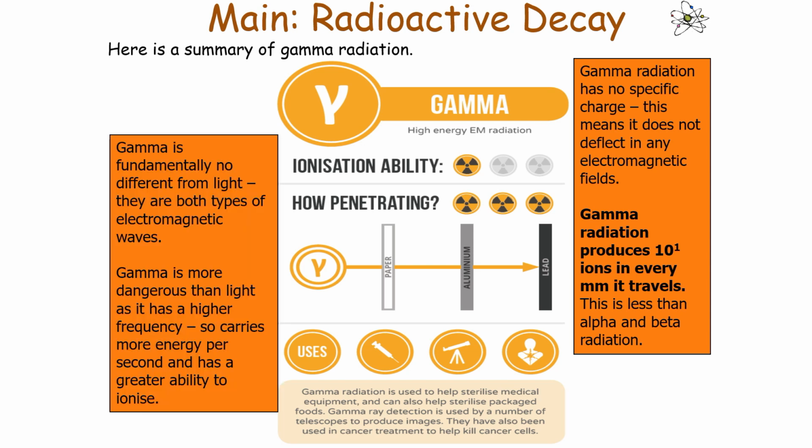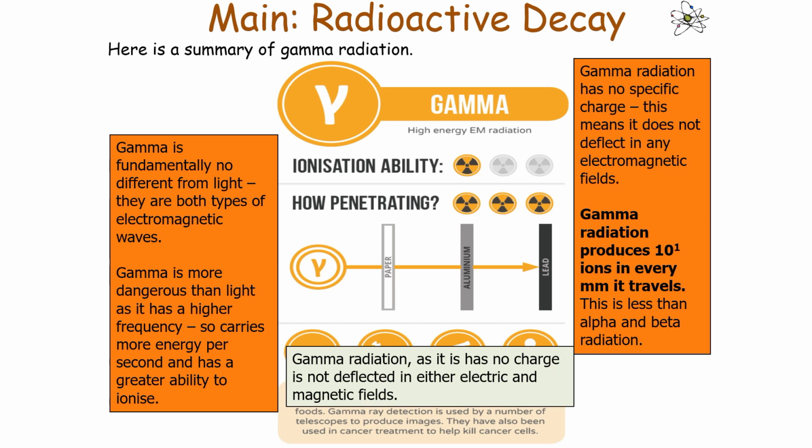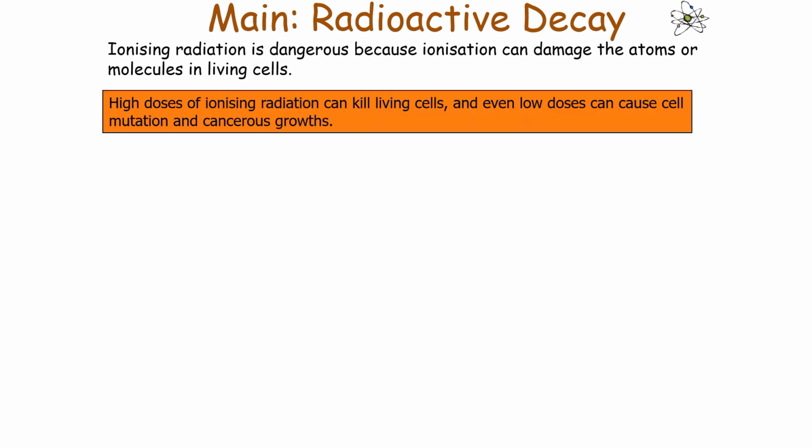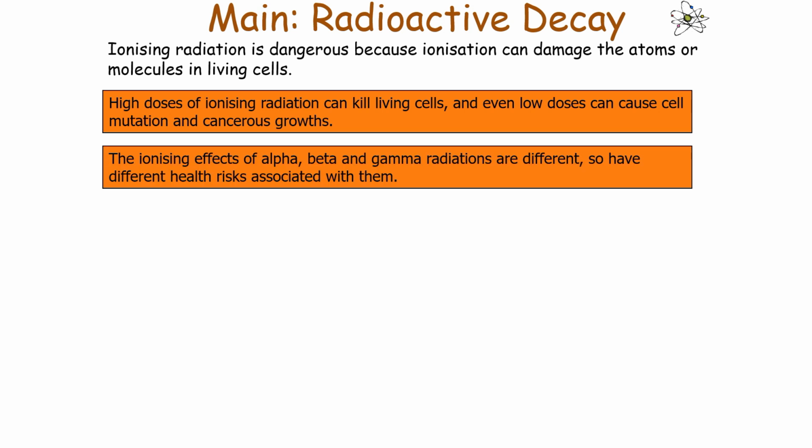Now gamma radiation is fundamentally no different from light, but gamma is more dangerous than light as it has a higher frequency, so it carries more energy per second and therefore has a greater ability to ionize. Now gamma radiation, as it has no charge, is not deflected in either electrical or magnetic fields. So this ionizing radiation is dangerous because ionization can damage the atoms of molecules in living cells. High doses of ionizing radiation can kill living cells, and even low doses can cause cell mutation and cancerous growths. The ionizing effects of alpha, beta and gamma radiation are different, so have different health risks associated with them.